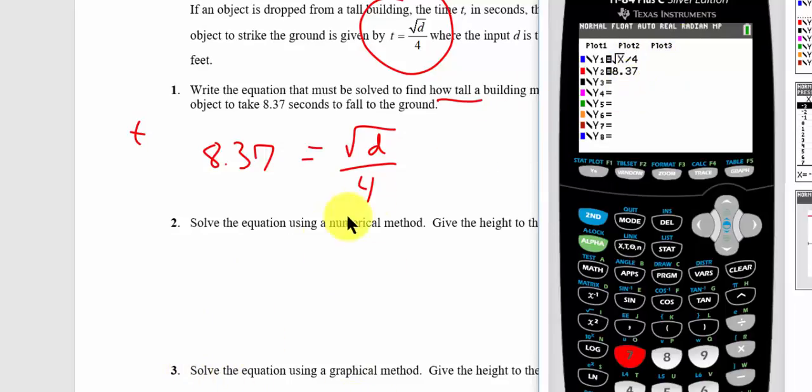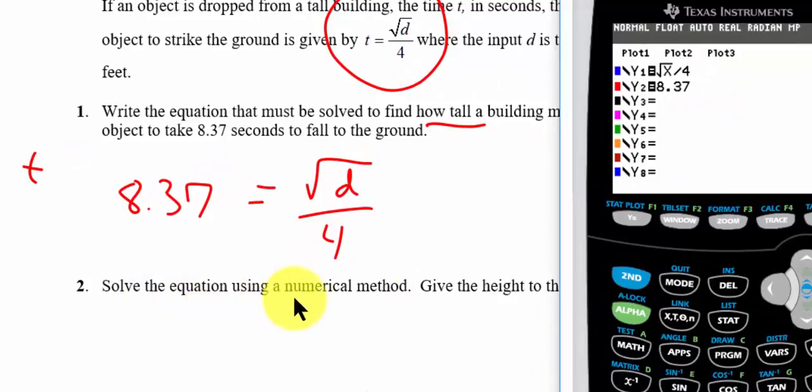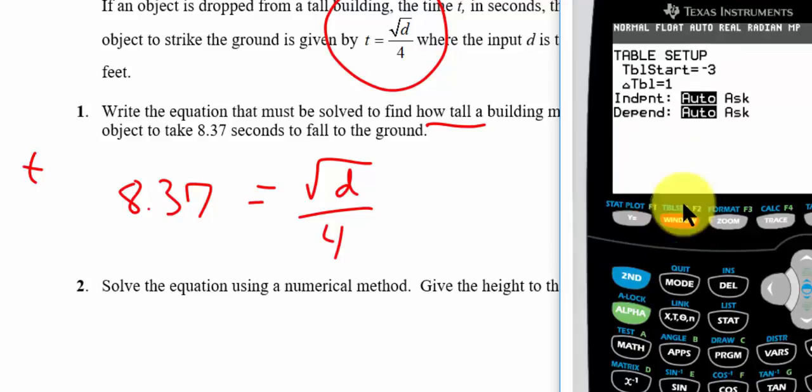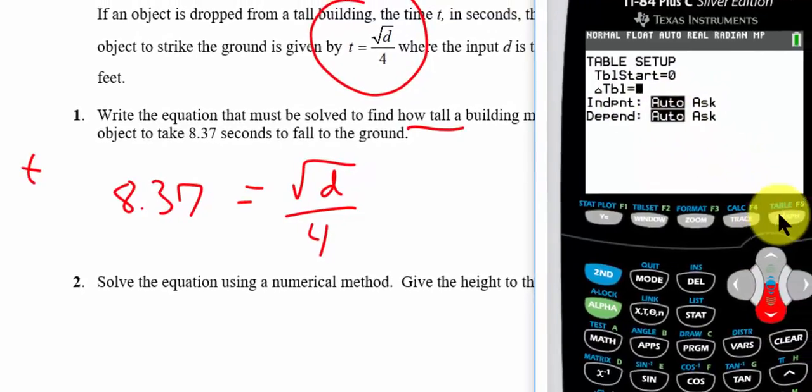But for now, we want to do a table. It says using the numerical method. So I want to set up my table. So I press second, I press window. I want my table to start at 0. We're going to count by ones. Everything else should be on auto. Now above graph it says table, so I press second and graph.